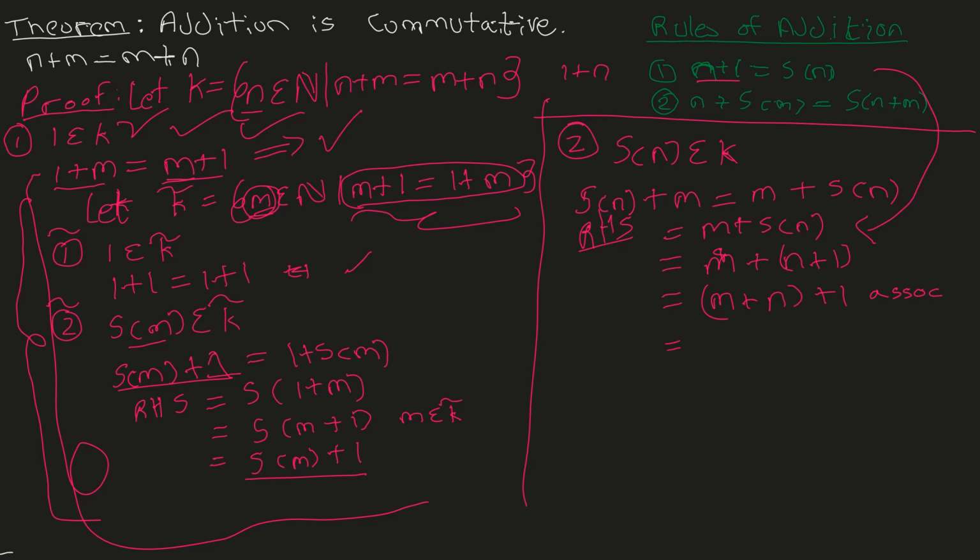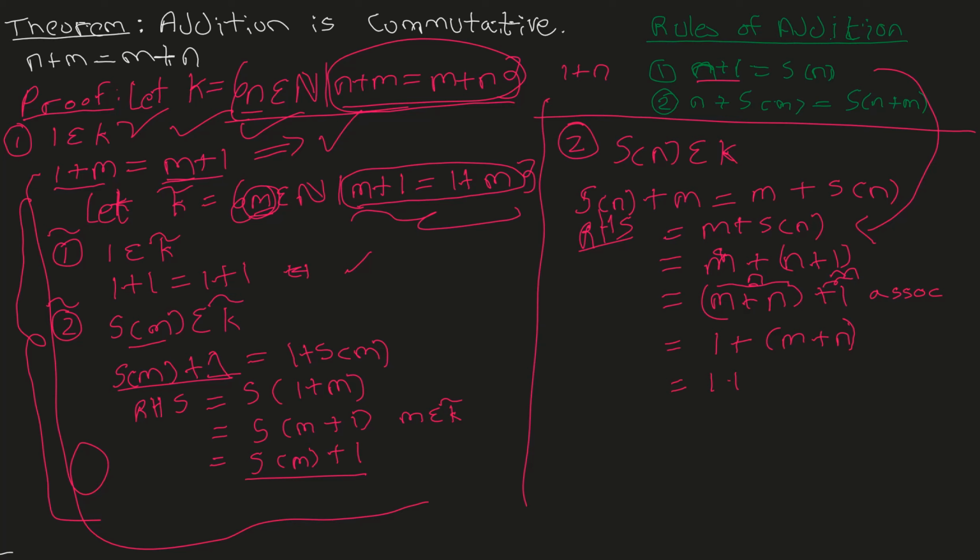Okay, now let's write it this way: 1 plus (m plus n). How did we do this? Well, this is because we defined k this way: n plus m is equal to m plus n. So this is n and this is m, and we can just switch the positions because this is in k. In k, we defined the subset to be like this, so we can just rearrange the order.